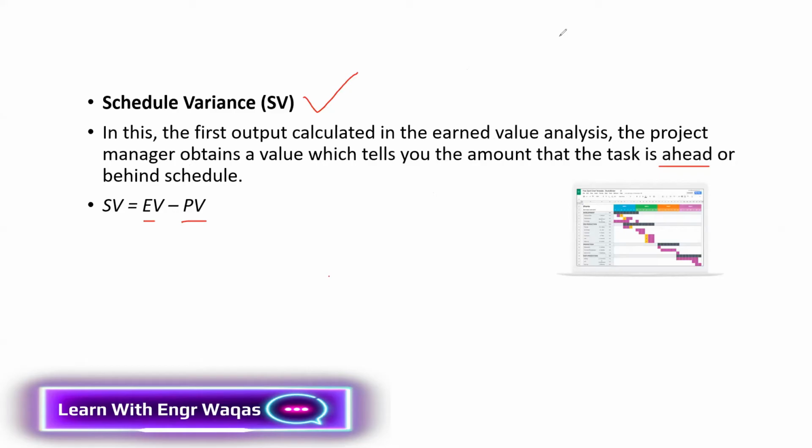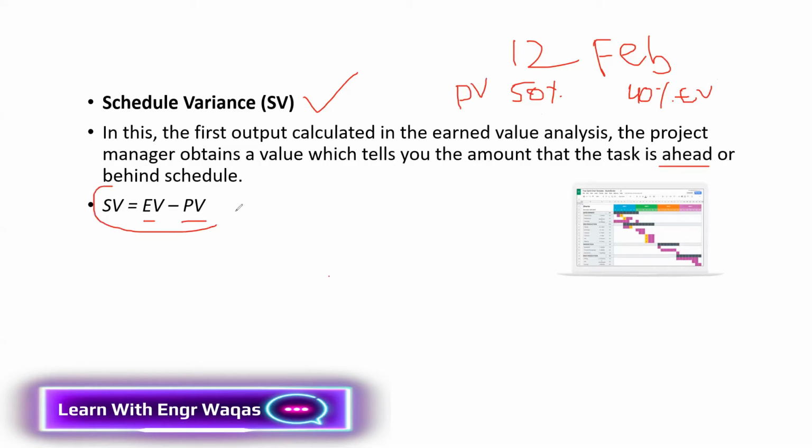Let's say, as per our thought, on a certain data date, 12th Feb, this is the cutoff date, as per plan we thought that our project should be 50% completed. But if our project is completed like 40%, that is earned value, and this is planned value. So put these values in this; you can convert these values into cost as well. Okay, so put these values into this equation: earned value minus planned value.